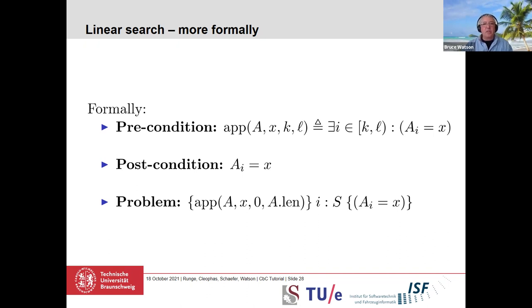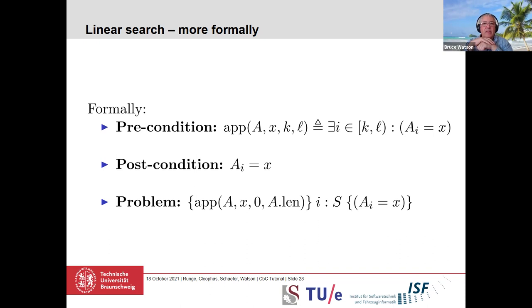The complete algorithm specification, if you will, is what you see on the bottom line there. It starts out with our precondition, and the precondition says we assume somewhere from index zero up to the length of A, not including that length of A element, which is actually one past the end of the array, somewhere in that stretch of the array, we know that X will appear. So that's one of the assumptions we made initially as well.